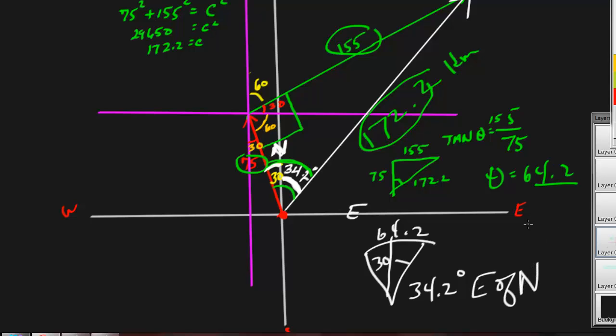Final answer. So your final answer would be phrased like this: 172.2 kilometers, 34.2 degrees east of north. Final answer. What a problem.